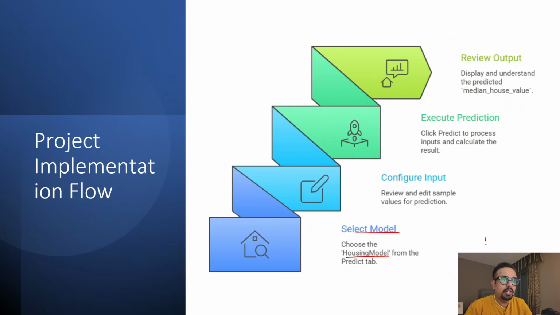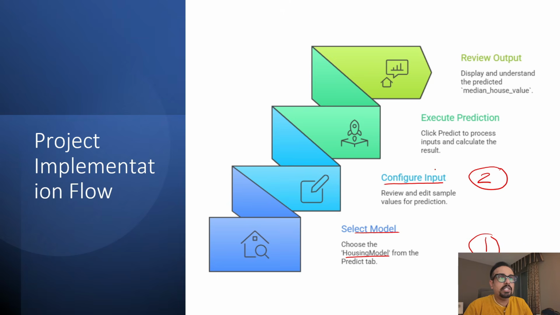Once we select that model, this is going to be step number one. Then step number two is going to be configure input. Now once the model is built, we need to test that when we pass values to the model that we have already built, what kind of prediction it is going to create, that is the total house value based on different inputs that we are providing. So that is going to be our step number two.